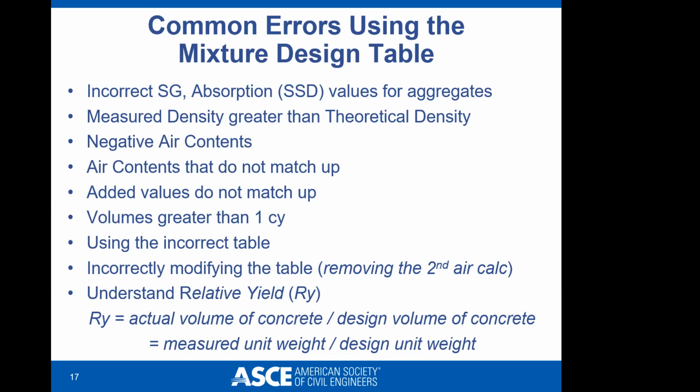Again, the measured density is reportedly greater than the theoretical density. We just went over that aspect, which generally leads to a negative air content, which is actually physically impossible to have without violating the rules of thermodynamics. Another error is air contents that don't match up. Again, that's where the two calculations are shown for air contents, and teams will get two different numbers, and that's not possible or shouldn't be possible. Sometimes we see that the added values don't match up with the mix designs. We get volumes greater than 1 cubic yard or 27 cubic feet.